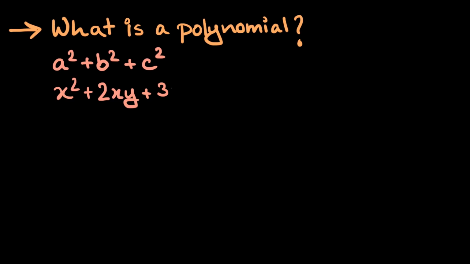Then, we have x to the power half. This cannot be a part of a polynomial equation as the power is not an integer. Half is a fraction. Therefore, this is not a polynomial. Then we have x to the power minus 2. Because minus 2 is a negative number, this can't be a part of a polynomial as well. So among these three expressions, the first two are polynomials while the last is not.